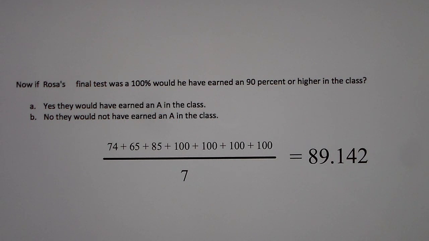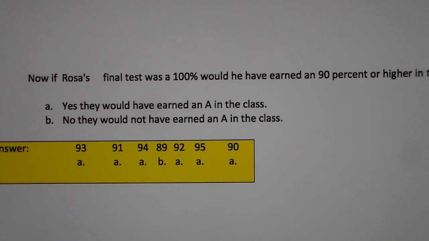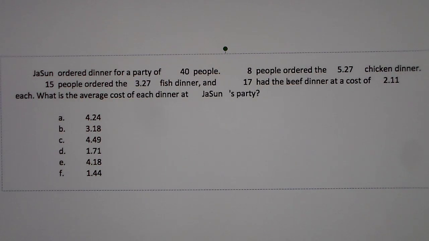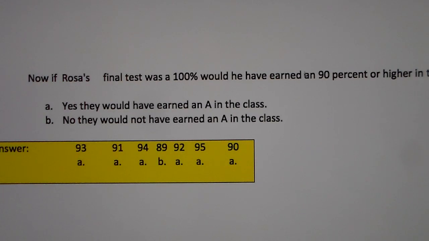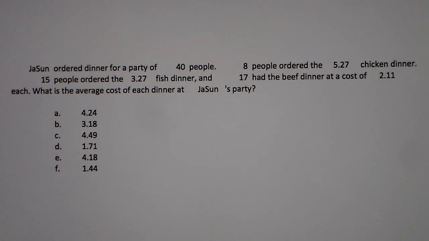It doesn't round up. Oh, that's incorrect. All right. So, I'll fix this. This is supposed to be a no. That's going to be B. No, they would not have earned an A in the class, Rosa. Close, though. All right, let's talk about a dinner party.